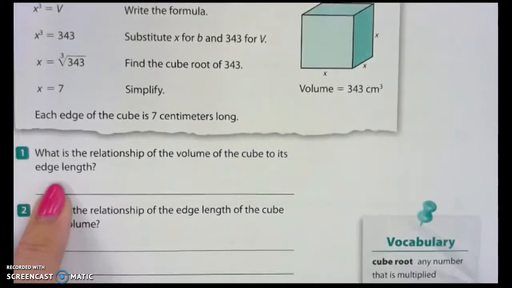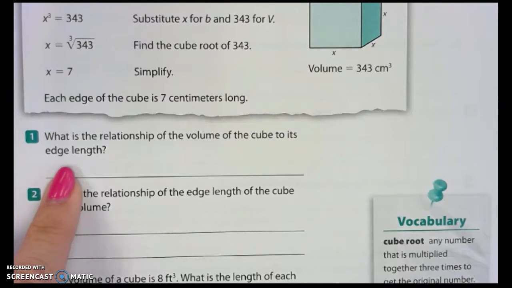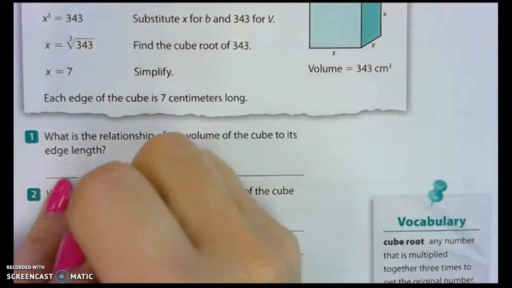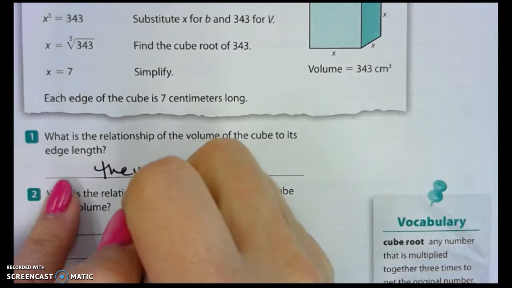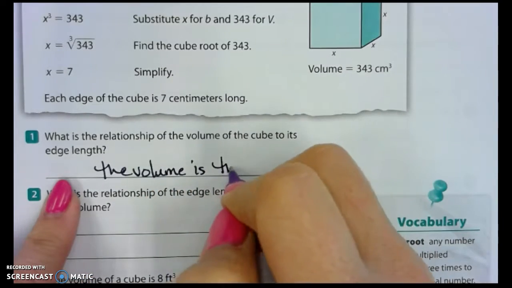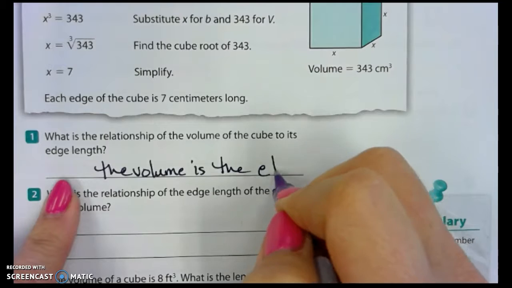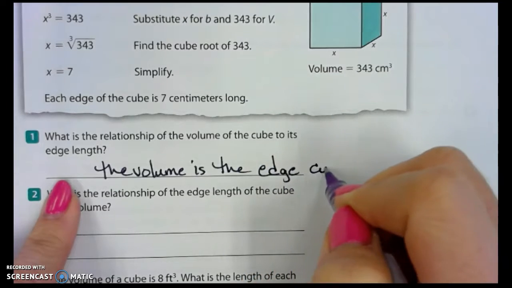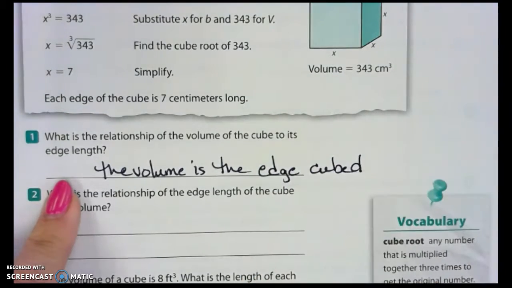Number 1 says, what is the relationship of the volume of the cube to its edge length? The volume is the edge cubed. They're just asking you what the relationship is. Put the formula into words. The volume is the edge cubed.